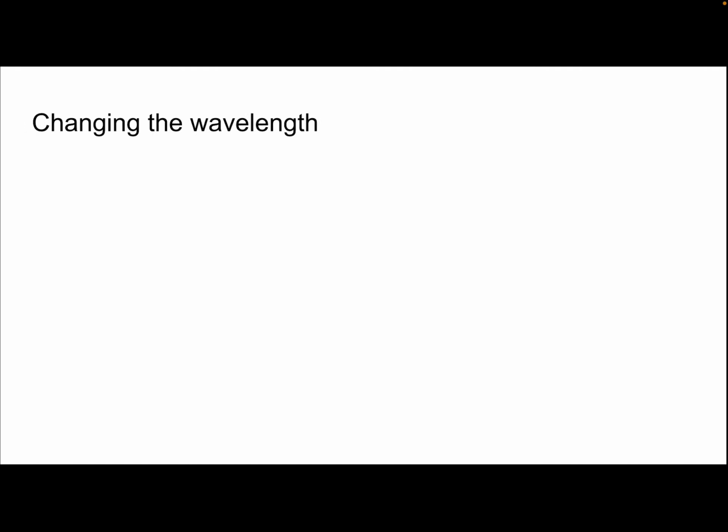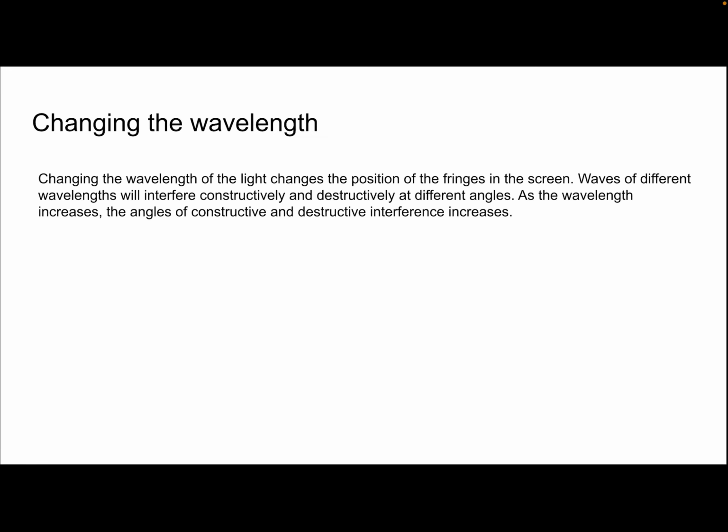Alright, so we're going to look at what happens if we change the wavelength. Changing the wavelength of the light changes the position of the fringes on the screen. Waves of different wavelength will interfere constructively and destructively at different angles. As the wavelength increases, the angles of constructive and destructive interference increase. Therefore, a particular order fringe will be further away from the central maxima than for a lower wavelength source.